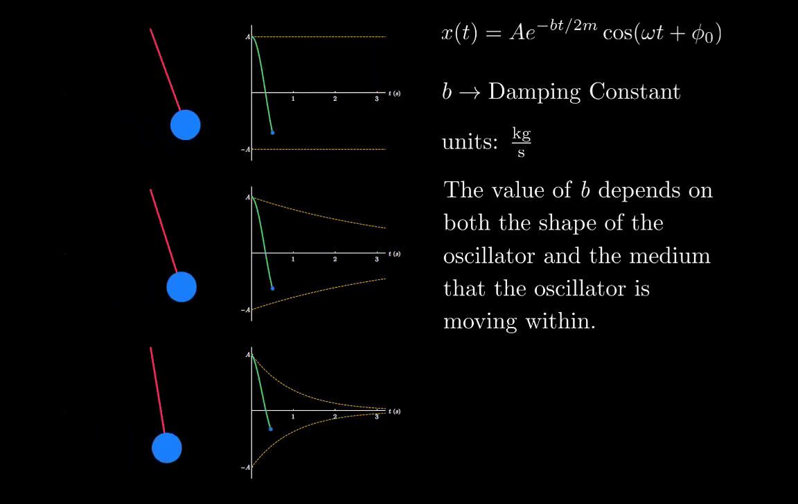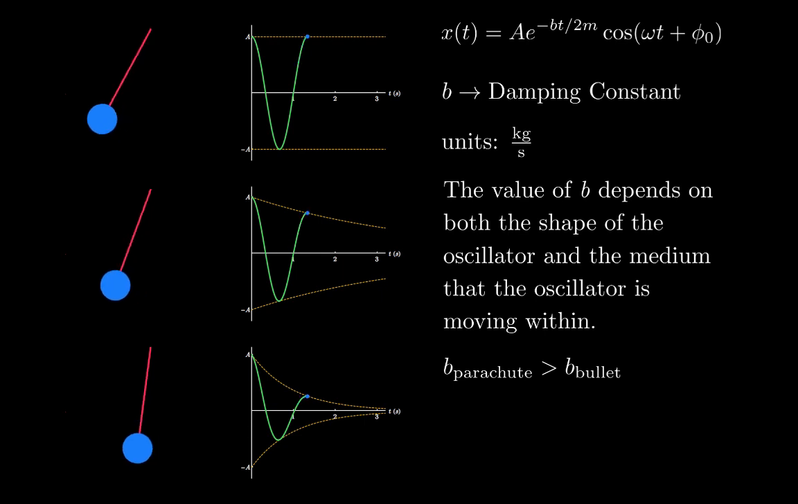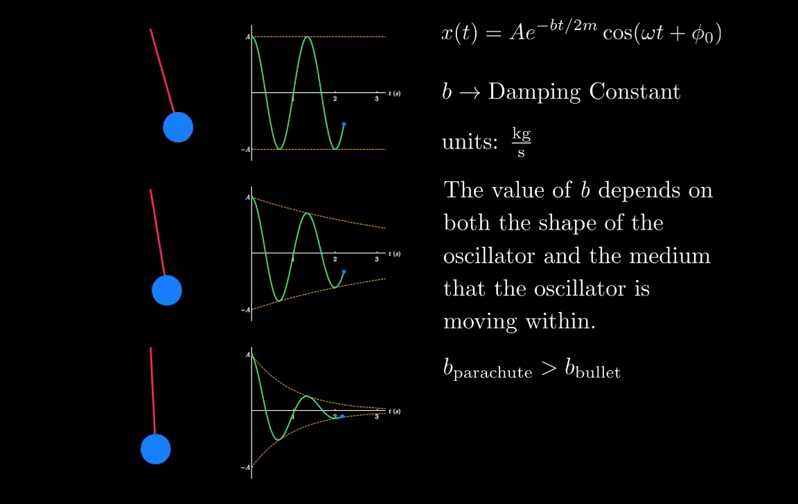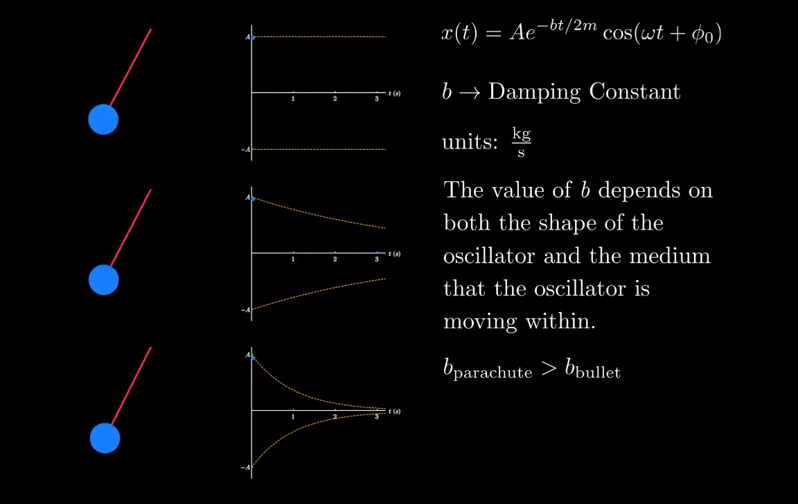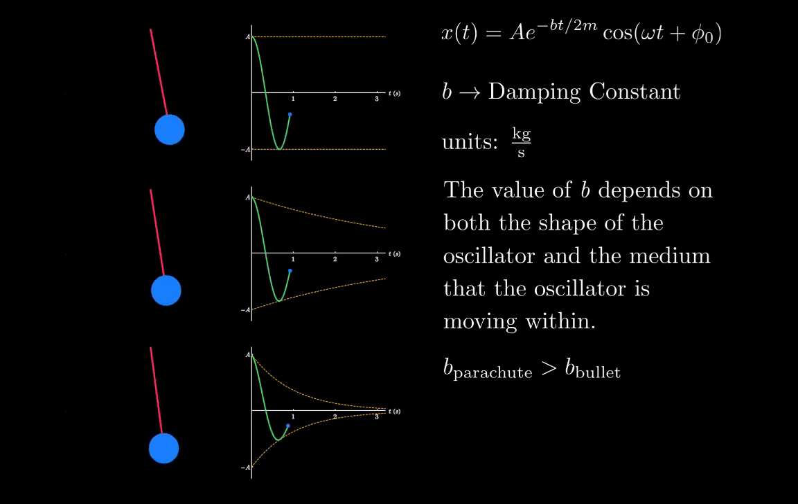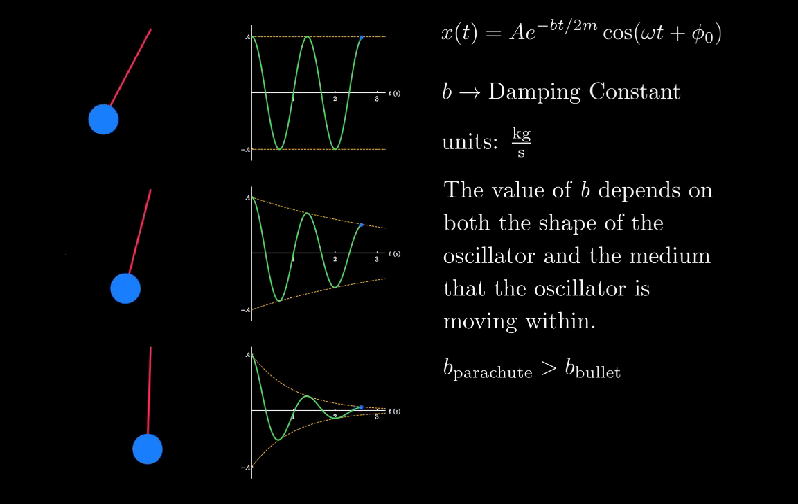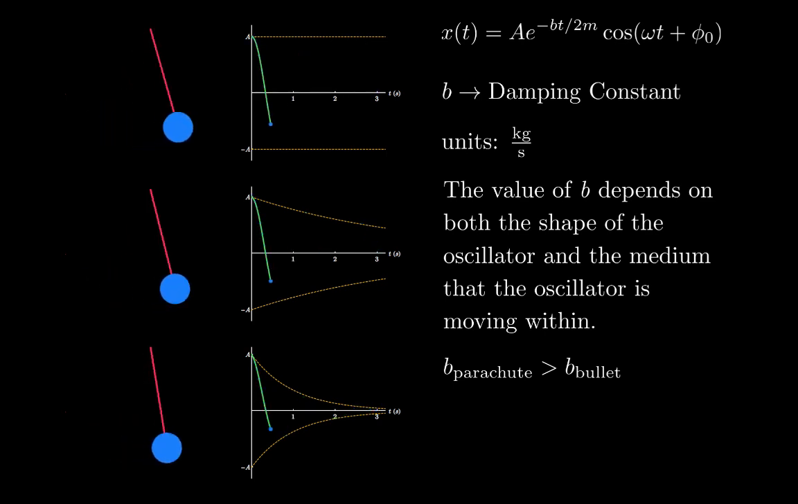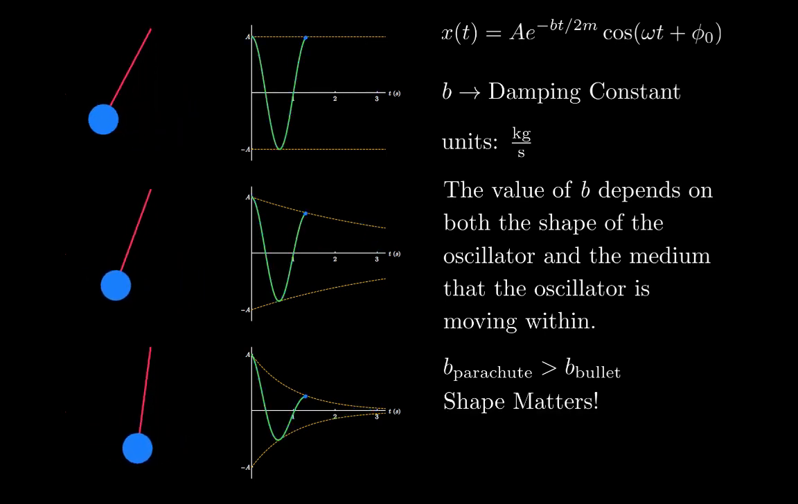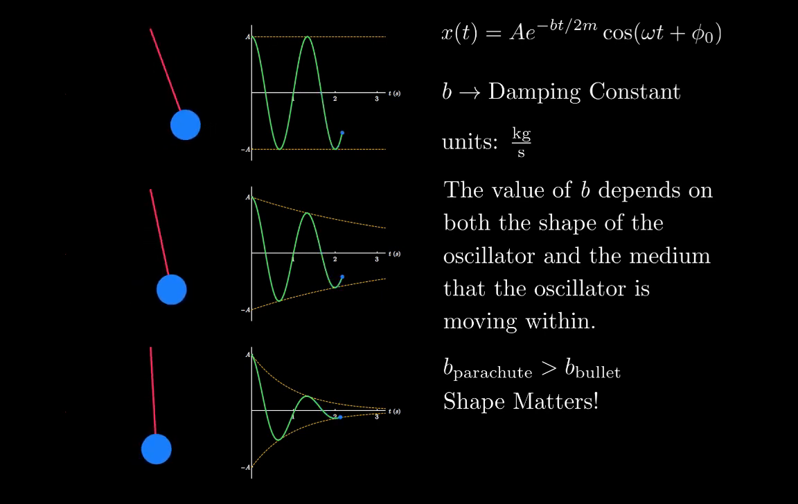So the shape of the oscillator, for example, we could say that the damping constant for a parachute is going to be much bigger than the damping constant for a bullet. Right? A bullet moves through the air quickly and is not as damped as a parachute, which has a lot of damping. So the shape of the object certainly affects the damping constant, and also the medium that it's in.